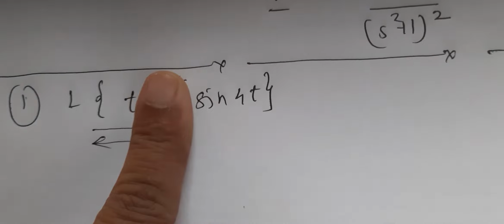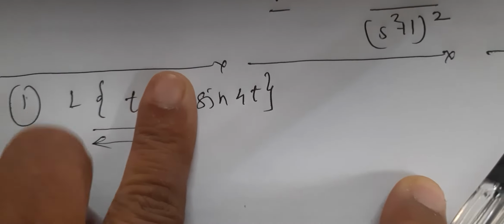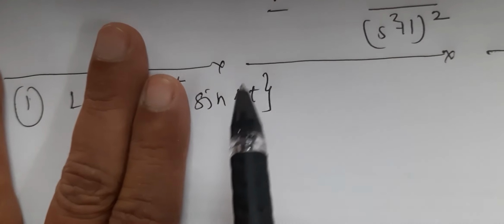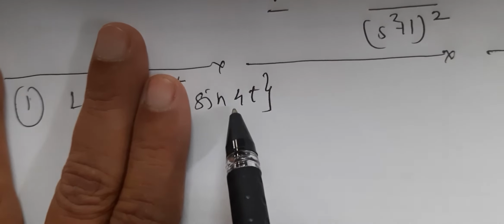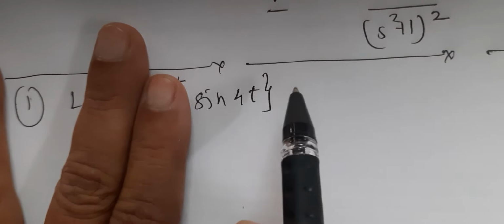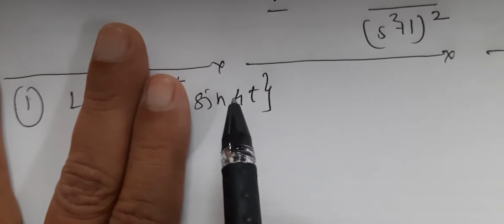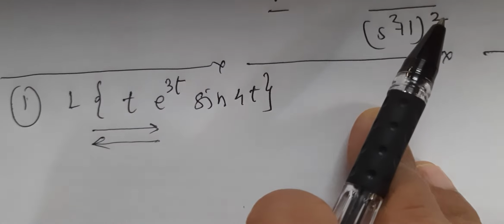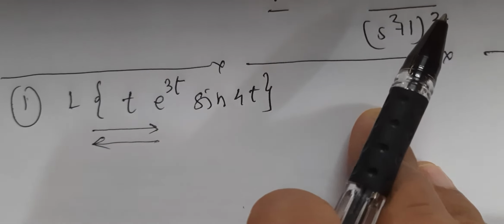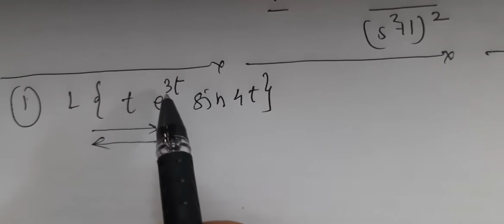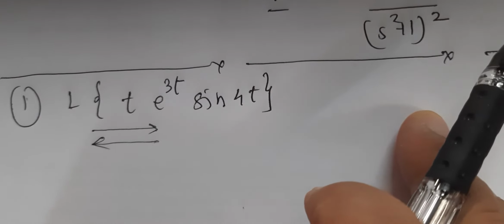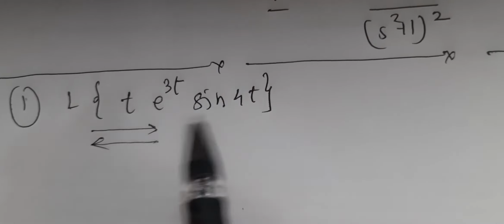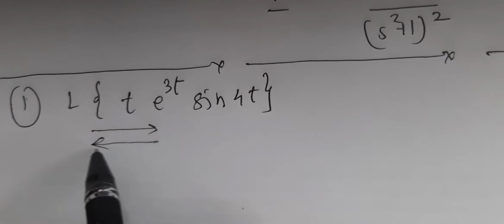Now again it is t into something. How do we do that? Just hide t. Find Laplace of the remaining, which means you have to find Laplace of sin 4t. So what is this entire problem? Find Laplace of sin 4t, into t means take its derivative with a minus sign, into e raised to 3t means it is first shift rule, replace s by s minus 3. So as I said, think in this way, write in this way.